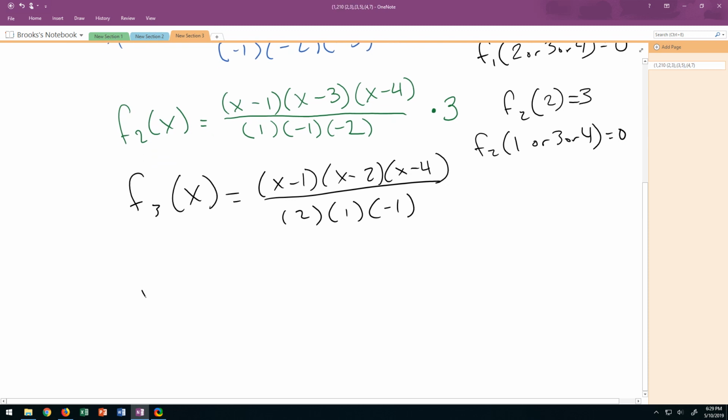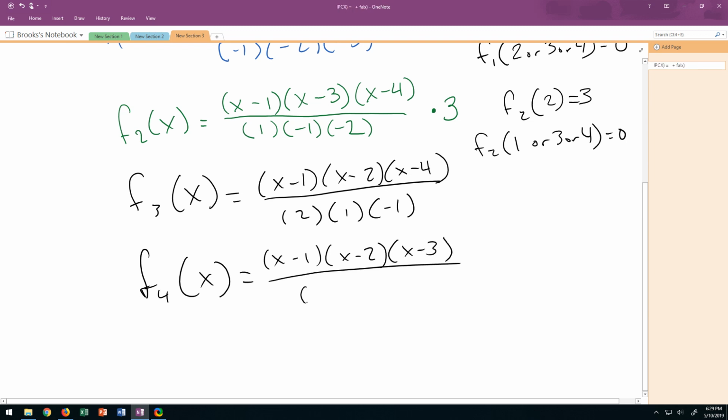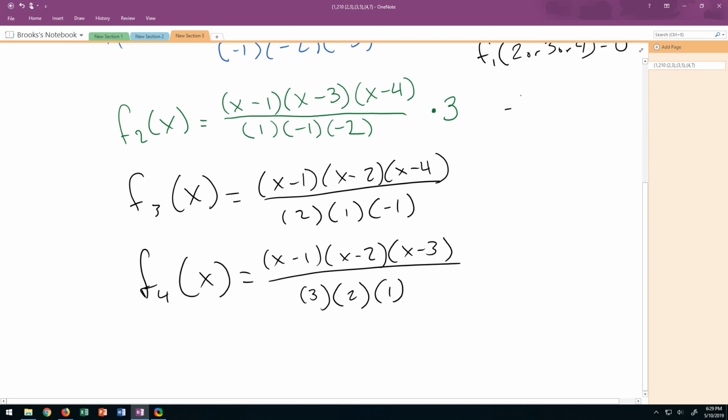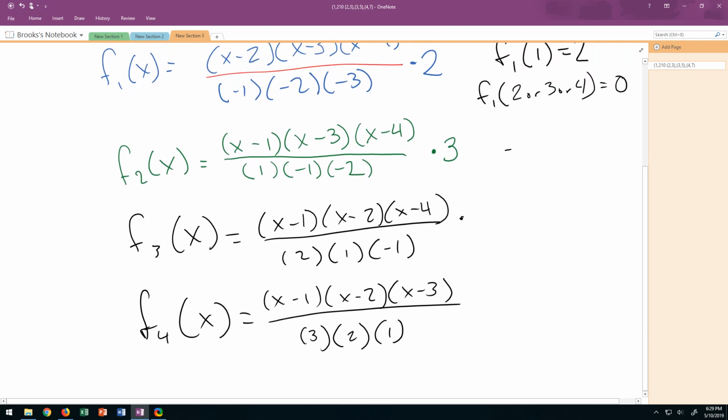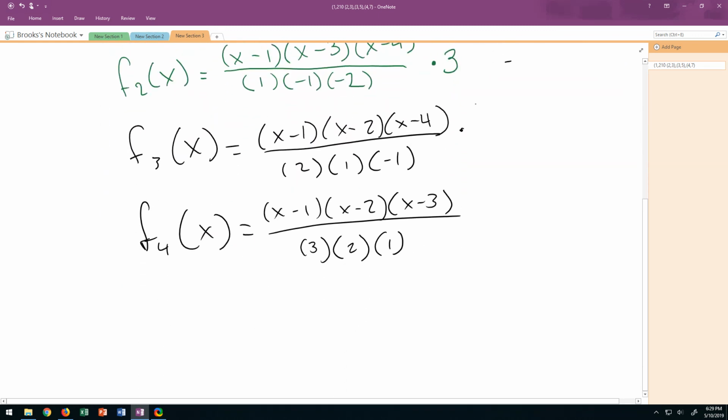All right, and f sub 4 of x is going to be equal to (x minus 1)(x minus 2)(x minus 3), all over (4 minus 1)(4 minus 2)(4 minus 3). Piece of cake. Oh, yes, and I forgot something, didn't I? I forgot my multiplication. I need to multiply here by the third prime. So the third prime is 5. I didn't need to scroll up to see it, but there you go.